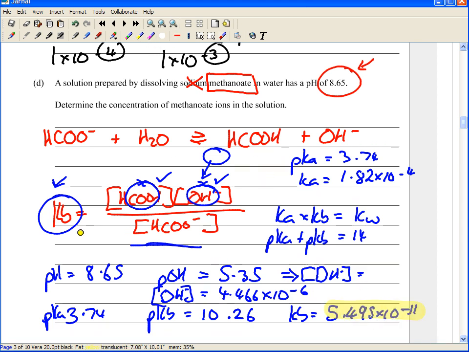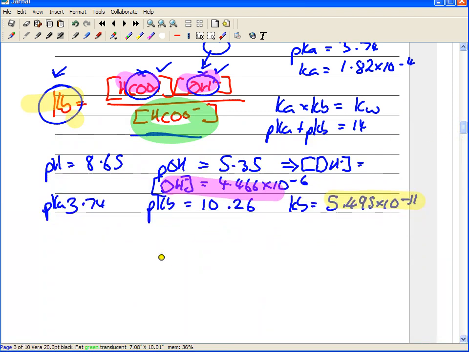This number here goes into there. This number here goes into there, and then I've got to rearrange the entire equation to make that the subject of the equation. Okay, I'll just go through and rearrange it. The concentration of C.